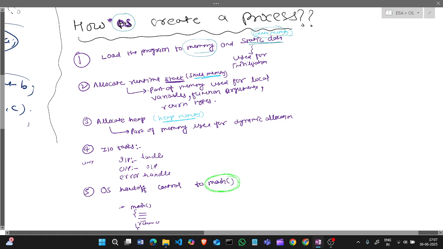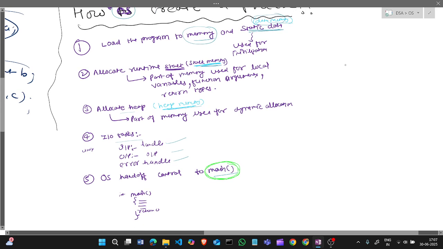Okay. And then allocate the runtime stack memory, and then allocate the heap memory. Okay. Then provide the task input, output, and error, and then the OS hands off control to main. So the main function is there for every program.